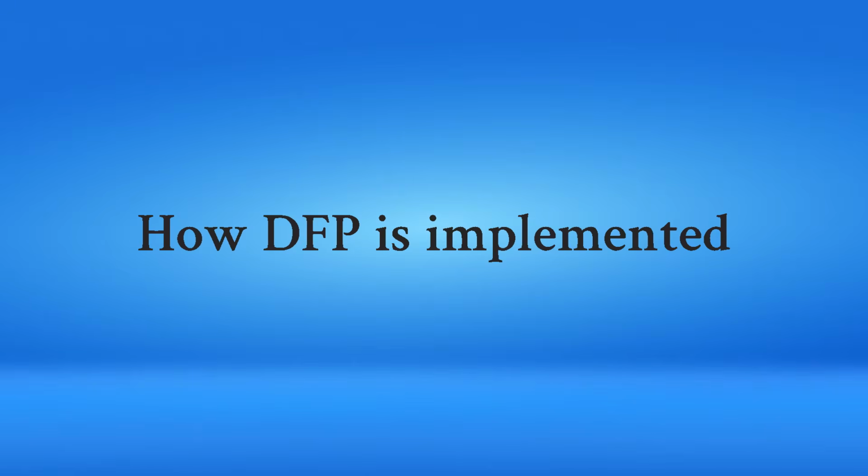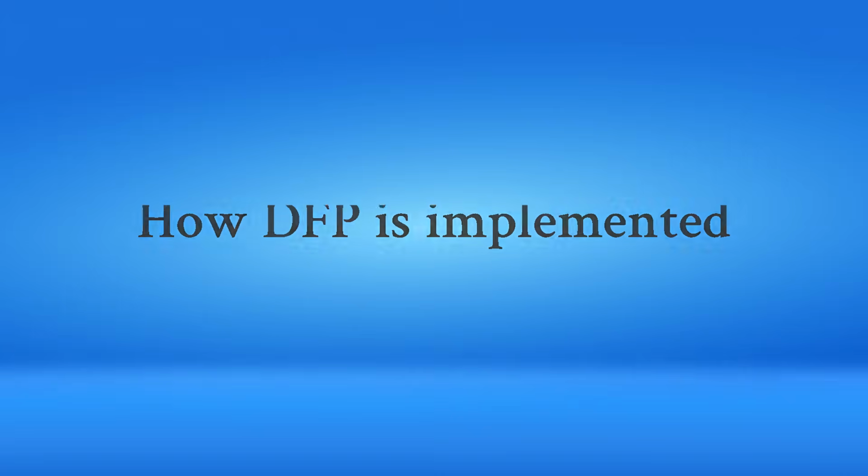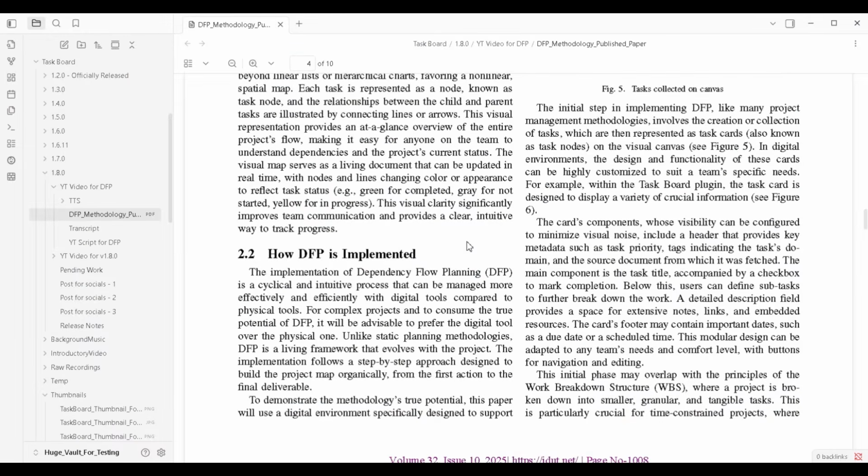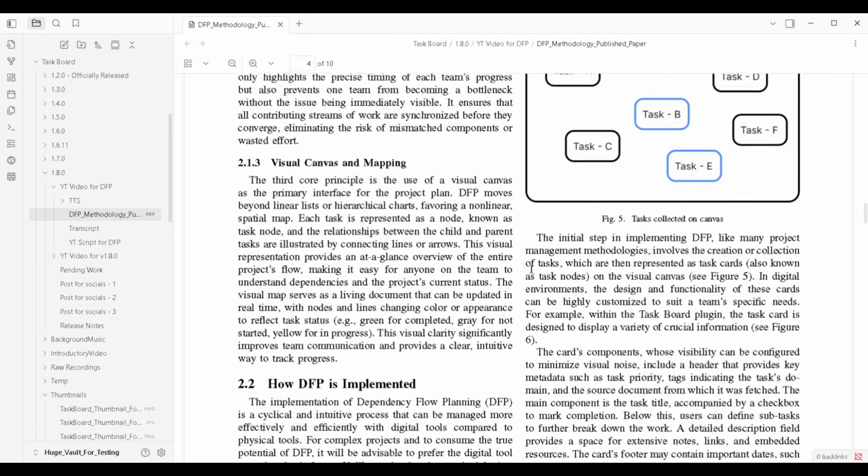How DFP is implemented. Now, the whole explanation in this video is considering that we are going to use a digital tool to implement DFP. Although DFP can be used on a physical canvas, like how Kanban used to work even today, the full potential of DFP can only be harvested if it is implemented using a digital tool. As explained before, we will be using the Taskboard plugin to demonstrate the full potential of DFP.